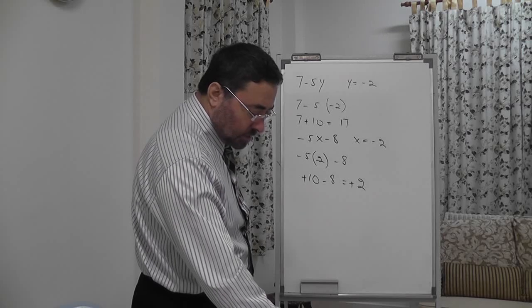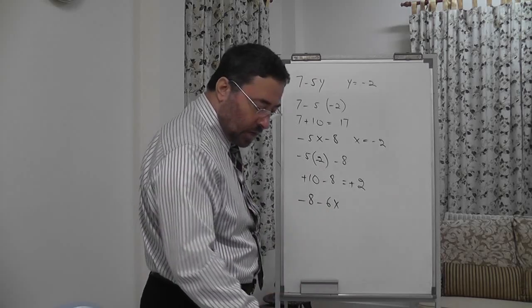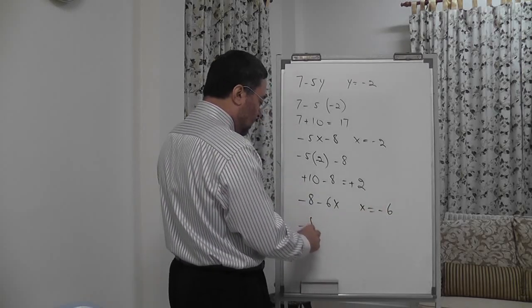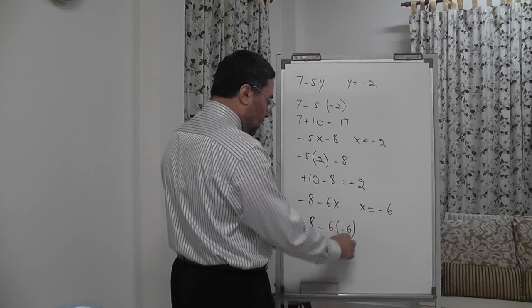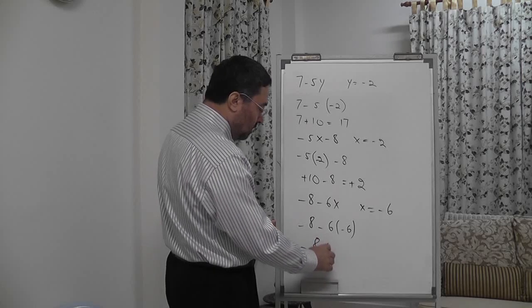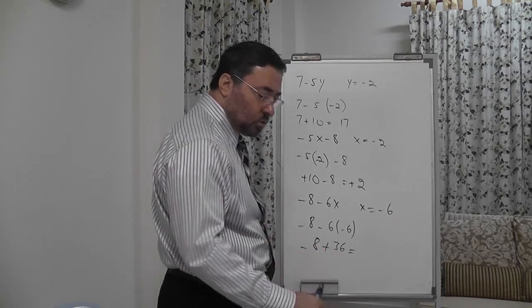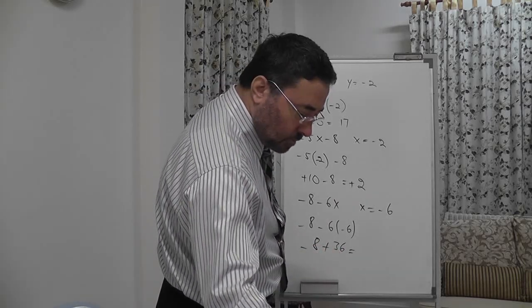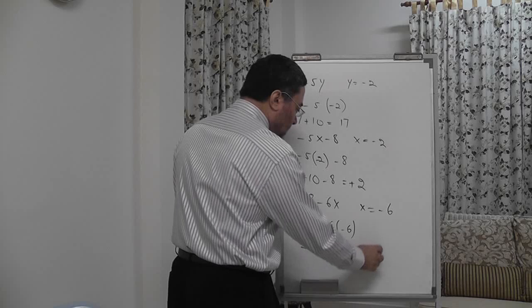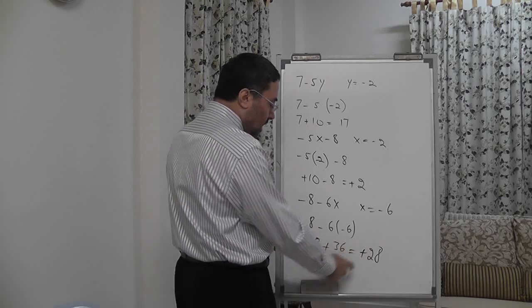Number 16, minus 8 minus 6x, and we are evaluating this for x equals minus 6, minus 8 minus 6 into minus 6. Minus 6 times minus 6, that's a positive 36. So minus 8 plus 36, and the answer here will be the difference between these two numbers, and that's 28, and it is a positive 28 because 36 is bigger than 8. So the sign will be the sign of the larger.